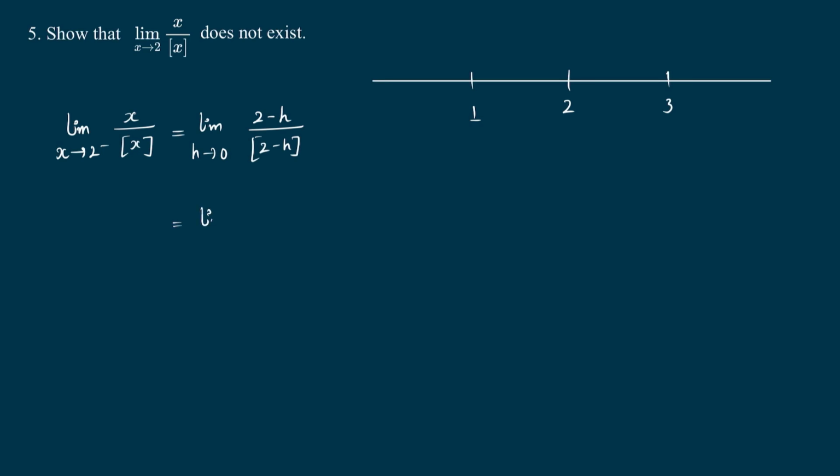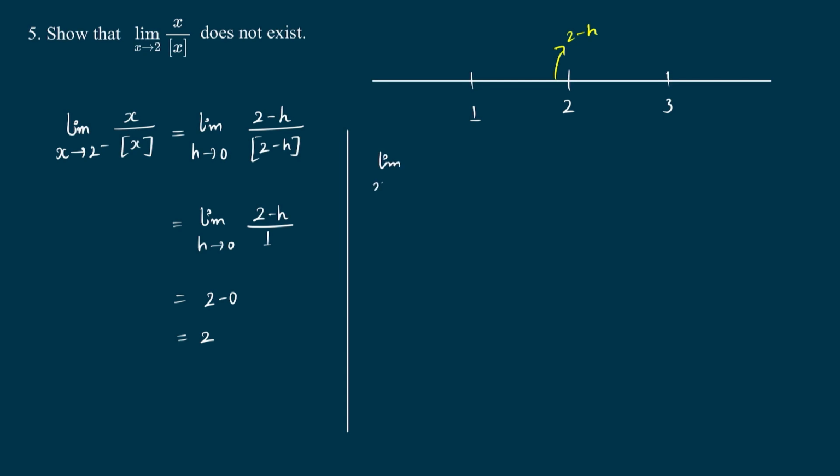And this will be equal to limit h tends to 0 of (2 minus h) over, now see 2 minus h, where is this 2 minus h in the number line? It will be somewhere over here, because 2 minus h is less than 2, very slightly less than 2. The floor of 2 minus h will be 1, since 1 is less than or equal to 2 minus h. So here it will be 1, and hence put the value of h as 0, you will get 2 minus 0 equals 2. So I have 2 as left hand limit. Now let me find right hand limit.